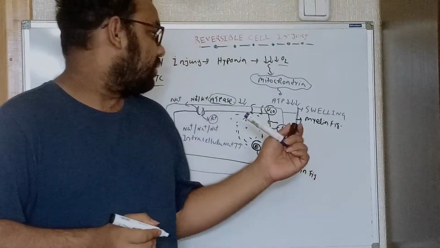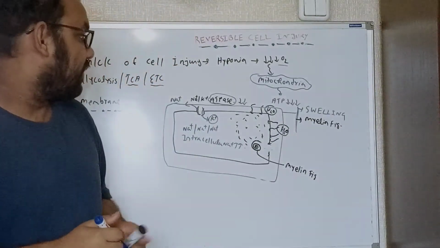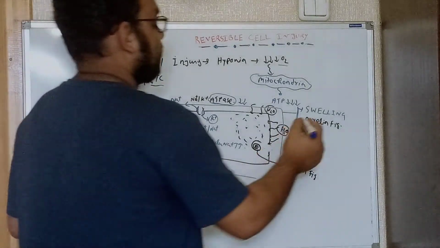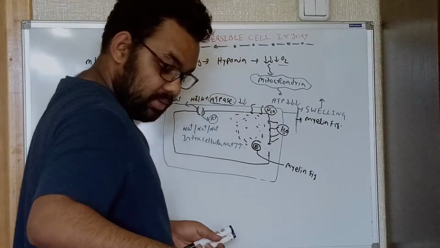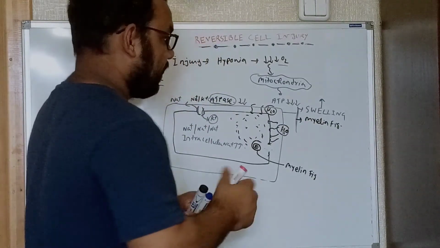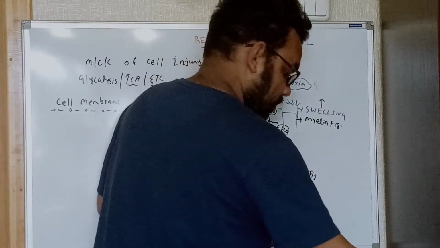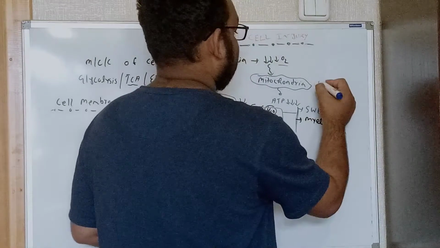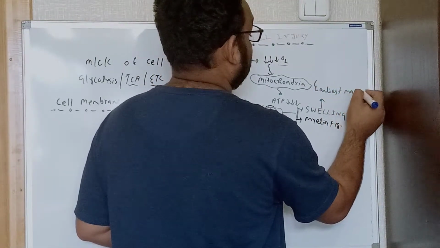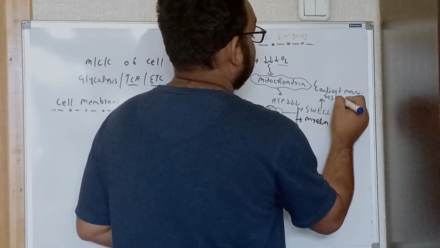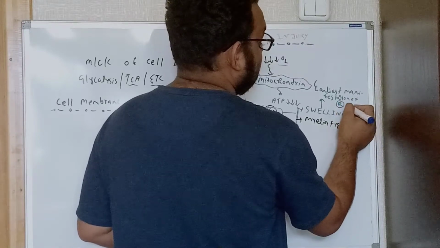Okay, so the first thing I said was cellular swelling. We can say this is the earliest manifestation of reversible cell injury. You can write it over here: the earliest manifestation of reversible (R) cell injury.